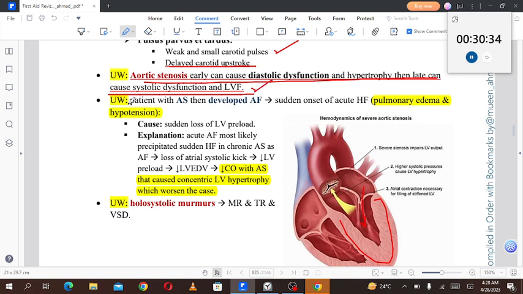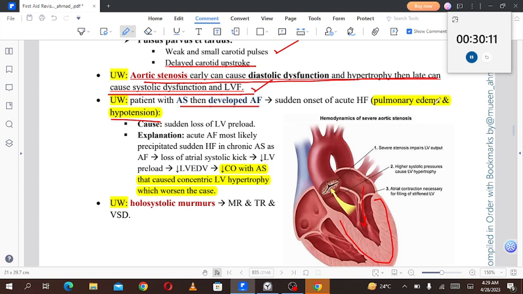Okay, the UWorld point is that a patient with aortic stenosis can develop atrial fibrillation, sudden onset acute heart failure, pulmonary edema and hypotension. What's that? The patient with aortic stenosis develops atrial fibrillation.